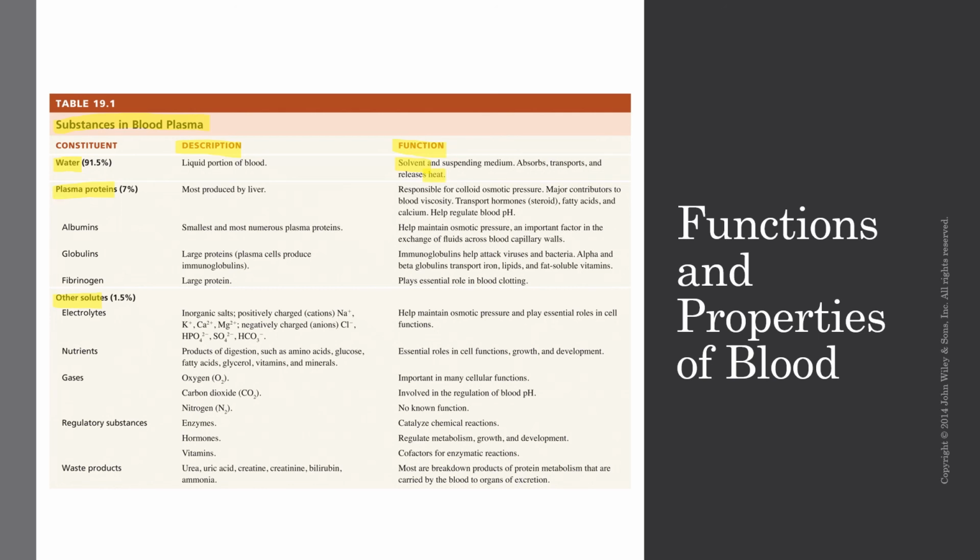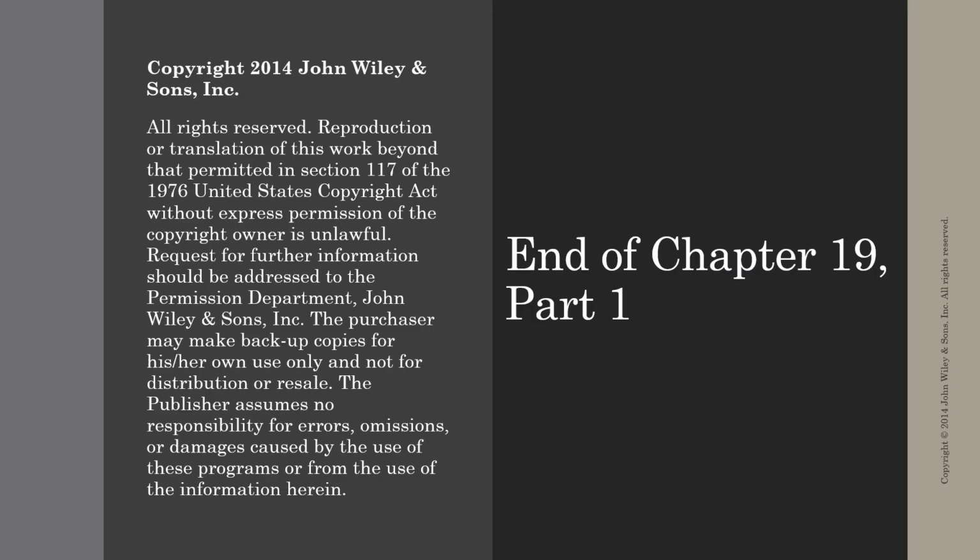A couple of these other plasma proteins, albumins, really help to maintain osmotic pressure. Globulins, immunoglobulins, are what antibodies are made of, so they help a lot in your immune system. And fibrinogen plays a very, very essential role in blood clotting. So these three major plasma proteins are going to be very important in maintaining homeostasis. And that's going to be the end of Chapter 19, Part 1.